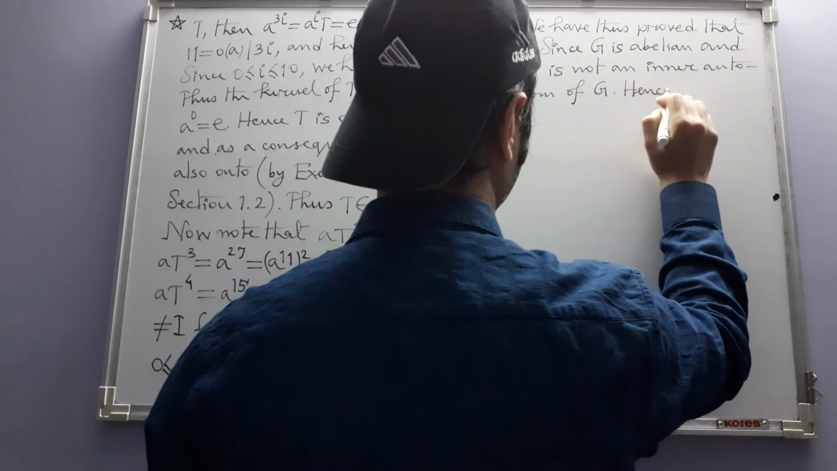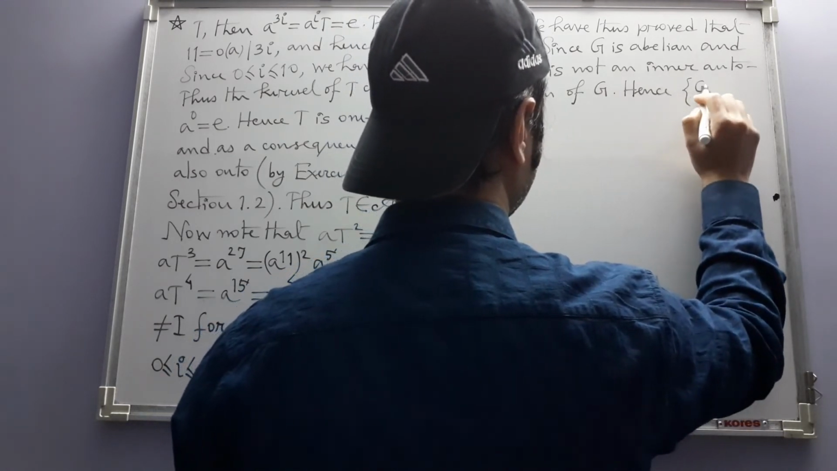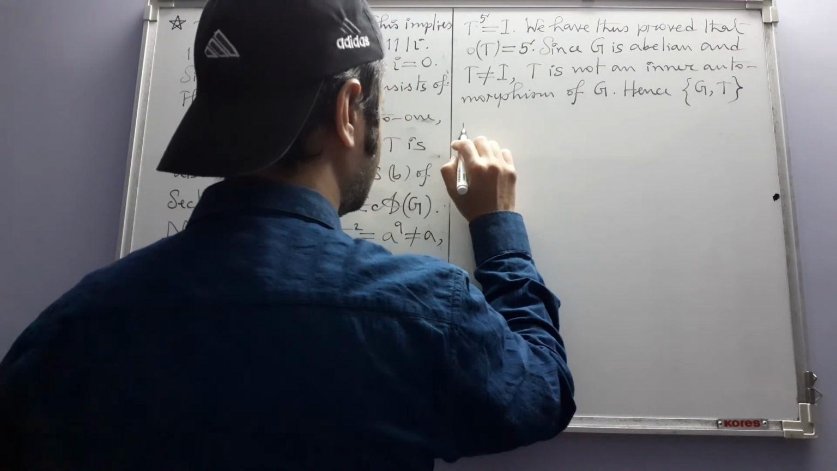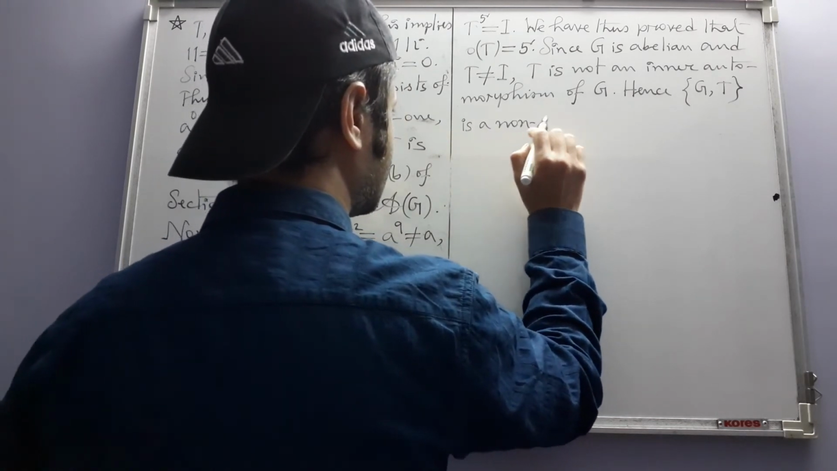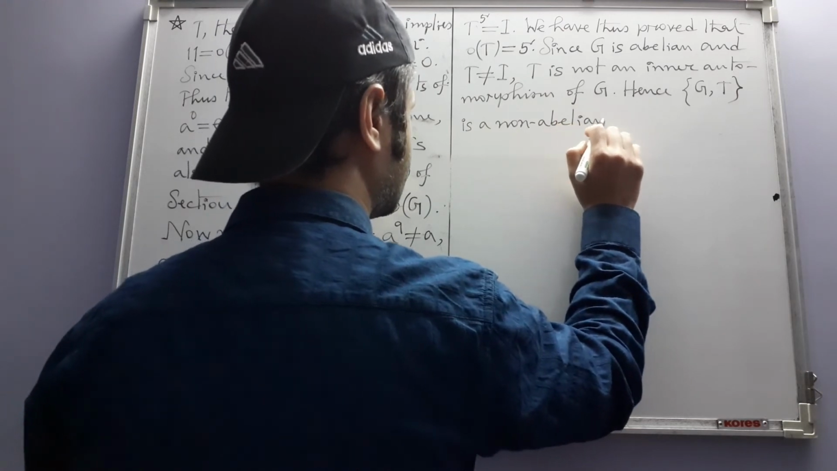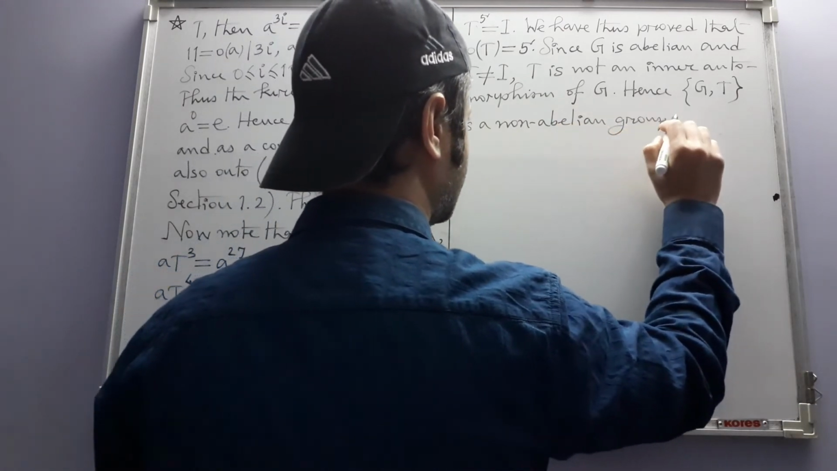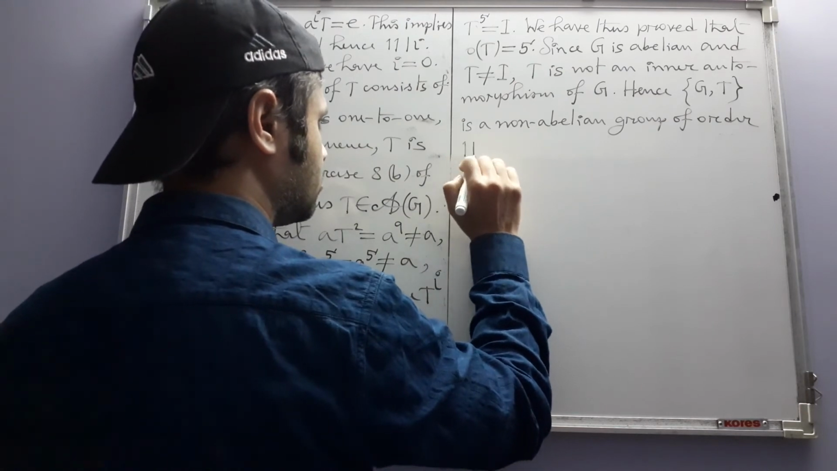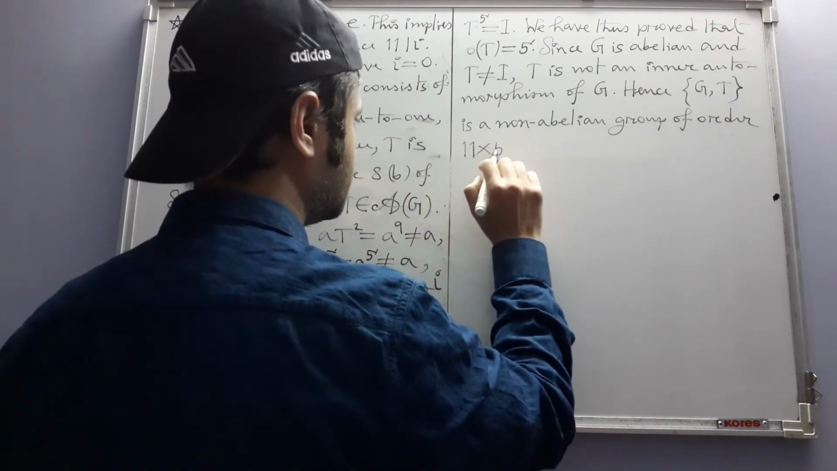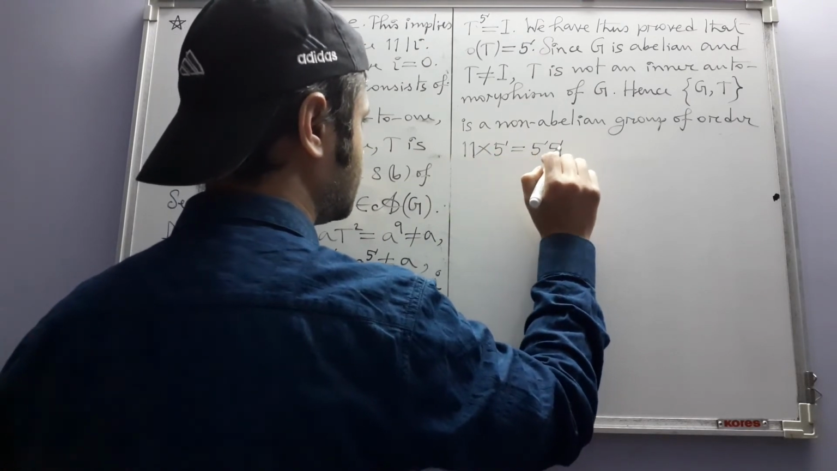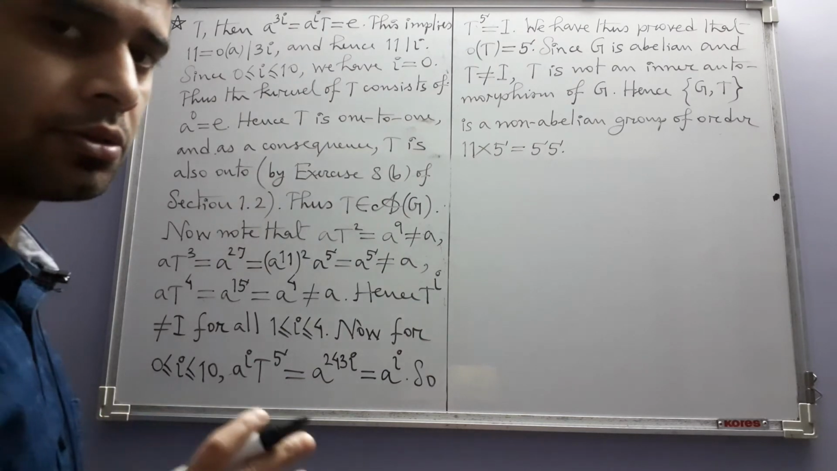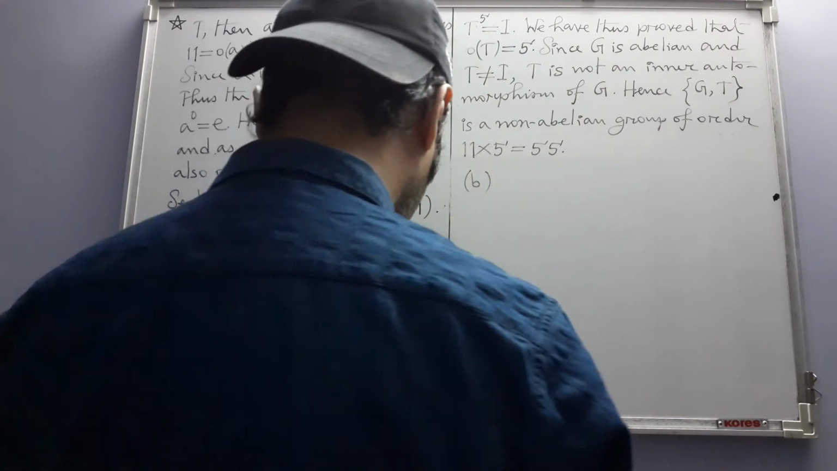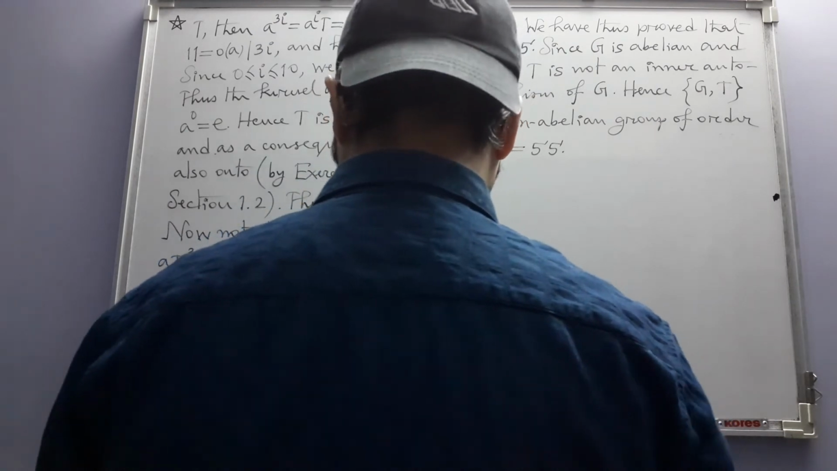Hence, the group from that discussion is a non-abelian group of order the order of the group times the order of this automorphism, that is 55. So that's how we have obtained a non-abelian group of order 55. Okay. Now next part B. This also is similar, but the numbers are different.